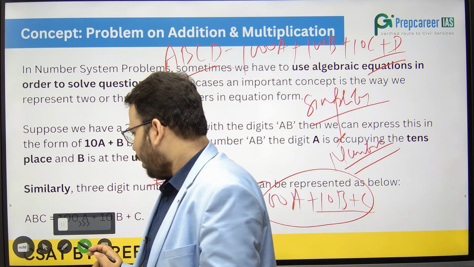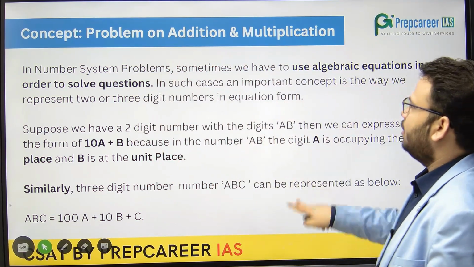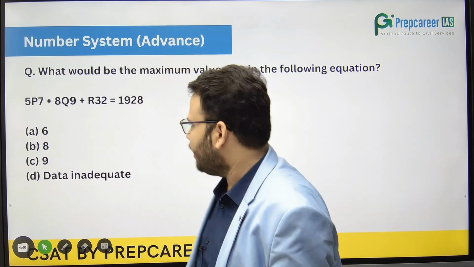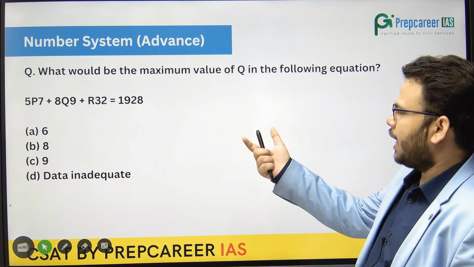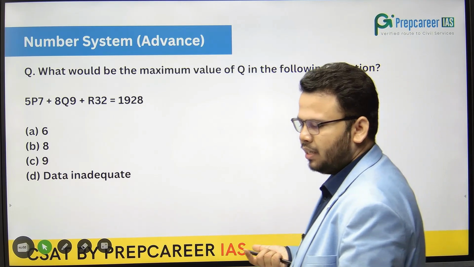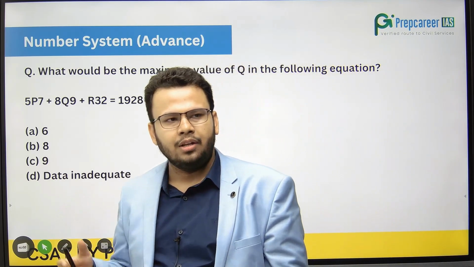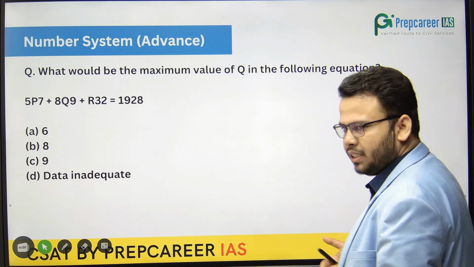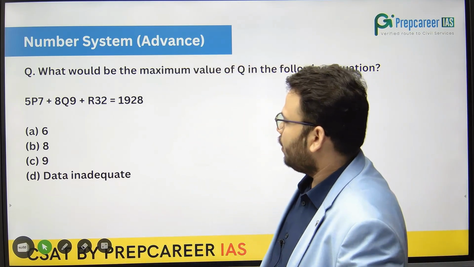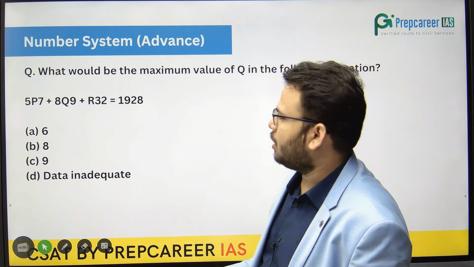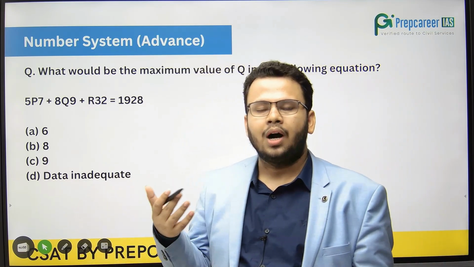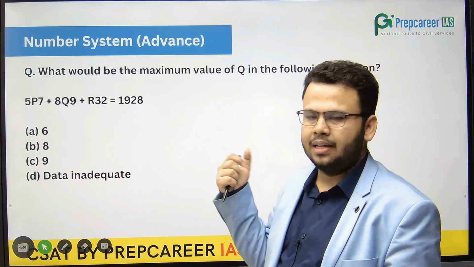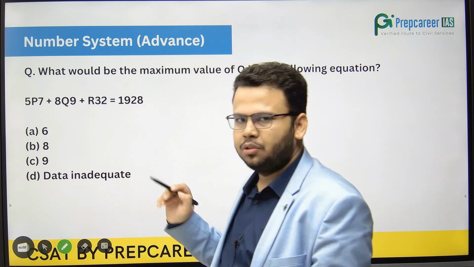Now we will have a look at the types of questions that are asked by UPSC from this concept. They will give you this kind of summation or multiplication, and they will ask you to find the value of the constants, right? For example, they will give you some missing numbers like P, Q, R, and you have to do some sort of reasoning to find the right answer. So how do we approach such questions?